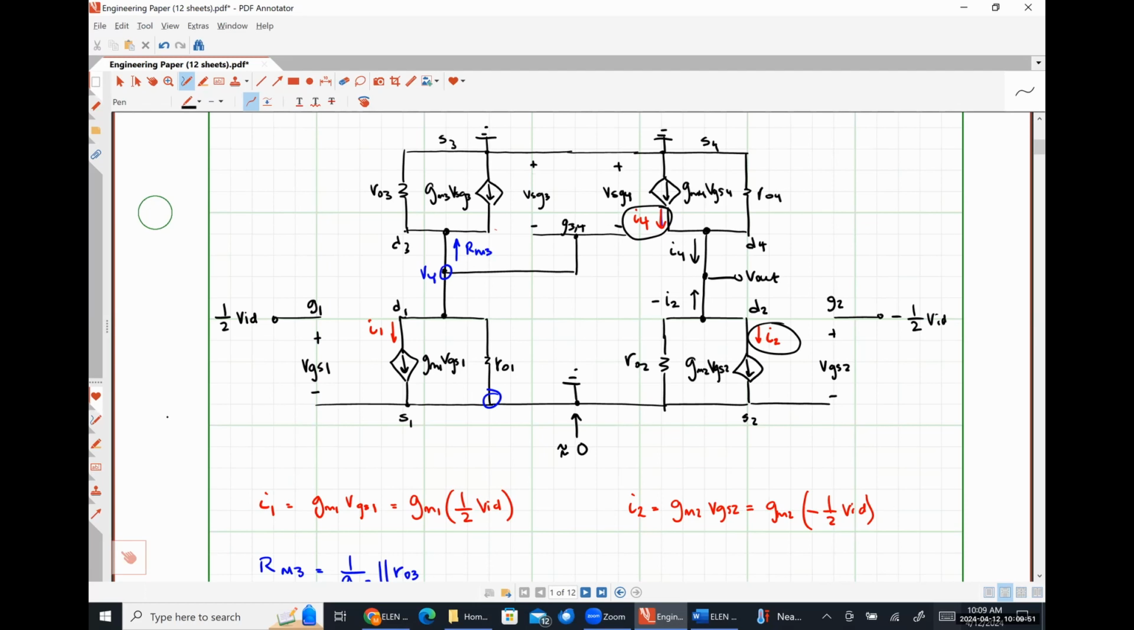So to solve for V out, effectively all we're doing is using Ohm's law, okay? So I'm saying that I have a total current of I4 minus I2 flowing into that node. And there's a total resistance of R naught 4 in parallel with R naught 2 connected to that node. So the total current times the total resistance gives us the voltage at the node.